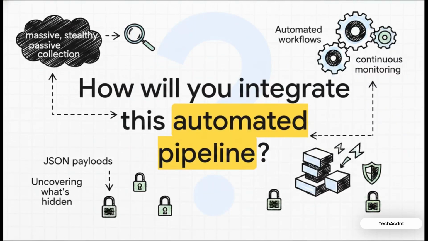Wow, we've covered a tremendous amount of ground today, right? We moved from massive, stealthy, passive collection all the way to actively mutating JSON payloads. The tools absolutely exist to strip away the manual repetition and give you high-fidelity visibility into your attack surface. So my final question to you is this. How will you integrate this active-passive pipeline into your team's continuous monitoring workflows tomorrow?